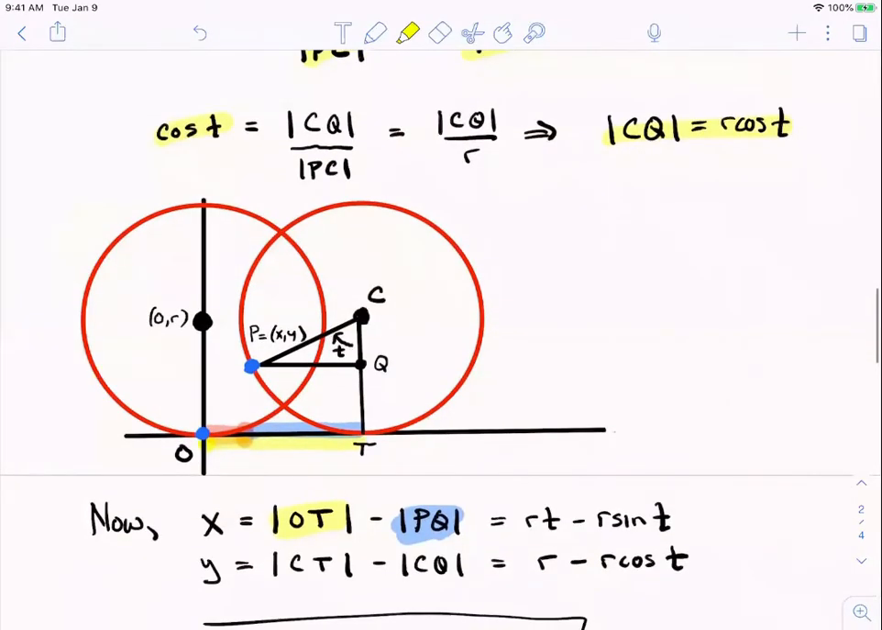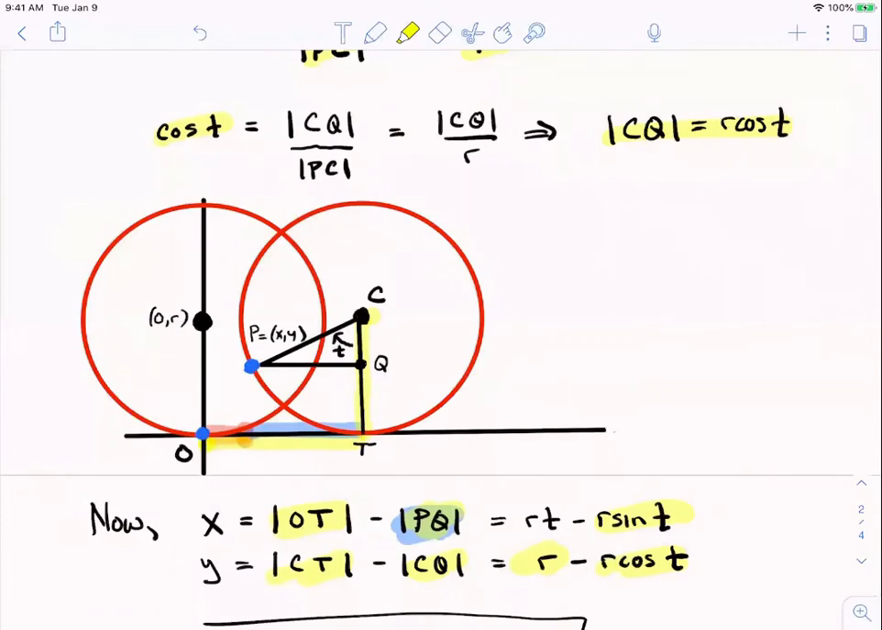I'm doing something similar for y here. I'll let you think of the details, but you can look at the picture. CT, the whole vertical length from C to T, minus CQ, is the length of y, by similar reasoning. What about these second sets of equations? We've already explained that PQ was r sin t, and CQ was r cos t, so those make sense. CT equaling r makes sense because as this wheel rolls along, the distance from that point to the ground never changes. That's always equal to r.